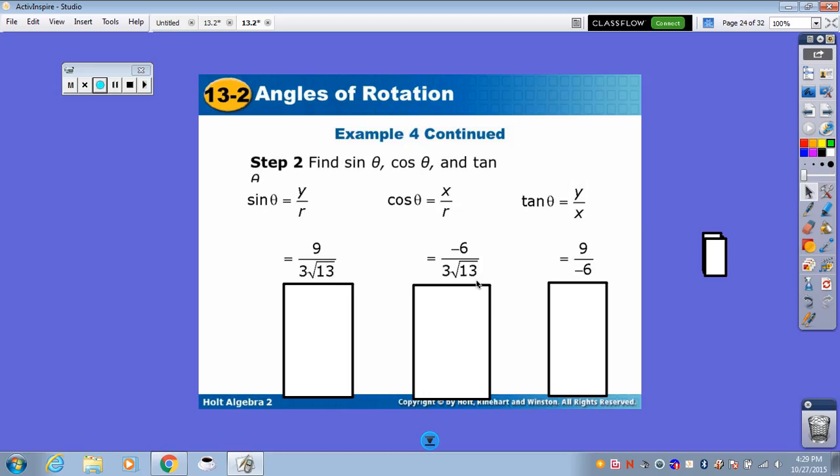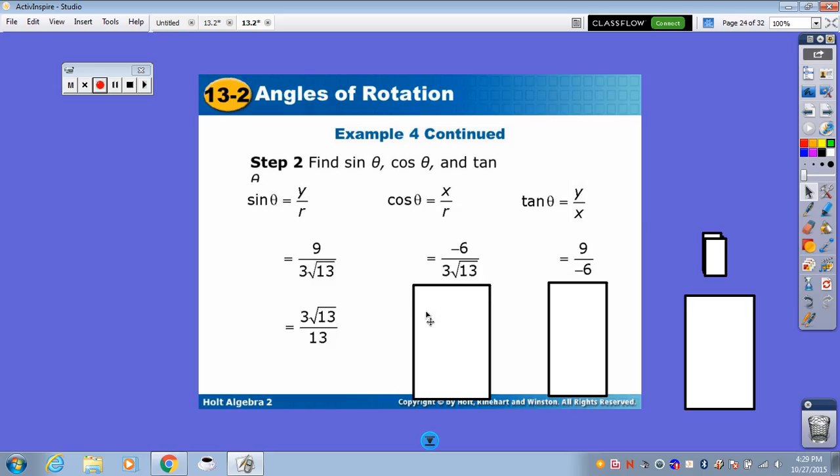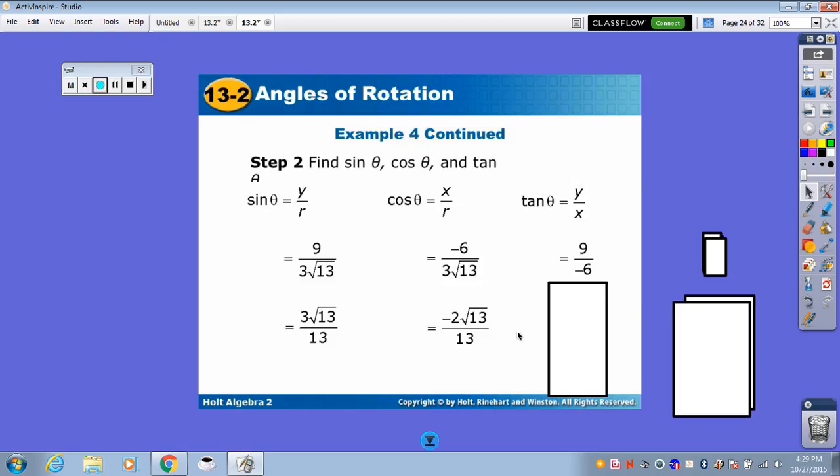At the moment, they all need a little bit of work. When we're looking at denominators that have radicals in them, we want to remember that we rationalize our denominator by multiplying by the square root of 13, numerator and denominator, and we will then simplify. 9 divided by 3 gives us 3. Over here with the cosine, multiply by the square root of 13, divide by 3, and we end up with negative 2 root 13 over 13. And in tangent, we do have to simplify by dividing both numerator and denominator by 3.